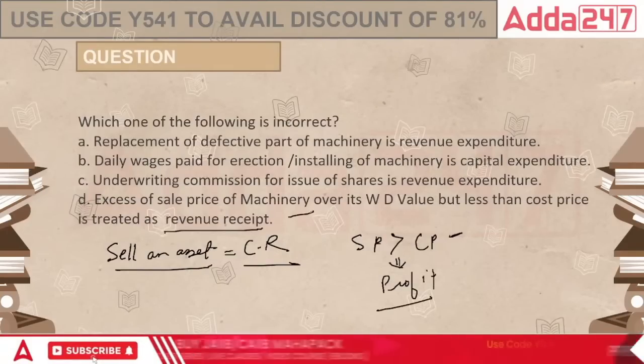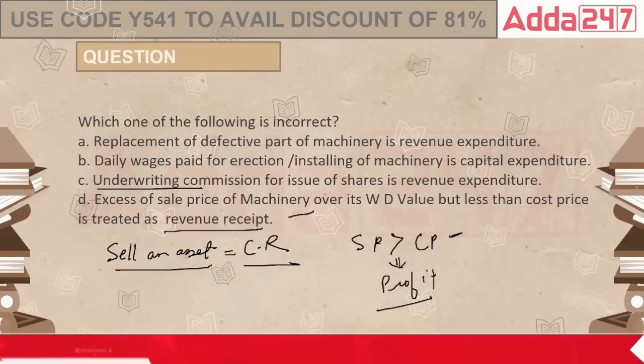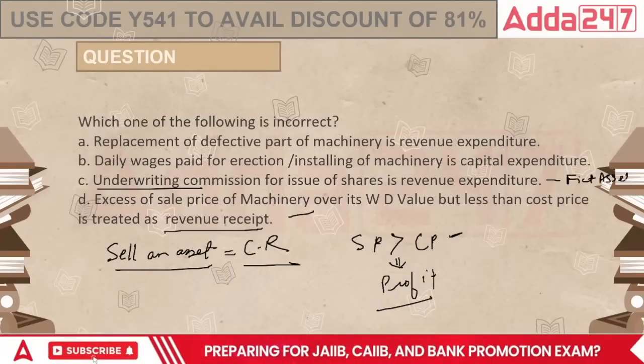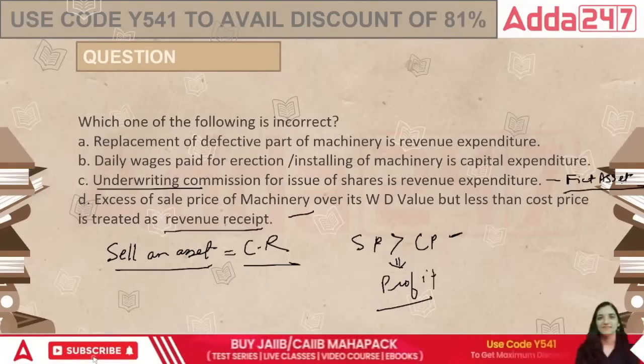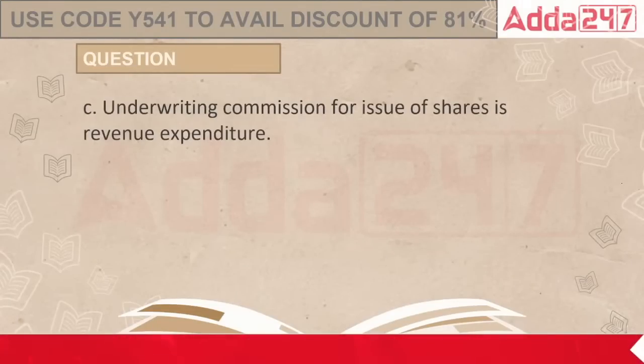So that is kind of correct. Underwriting expenses is basically a fictitious asset. This is a fictitious asset, everyone. That's why they have taken it. It is not a revenue expenditure, it is basically a fictitious asset. The correct answer is C.